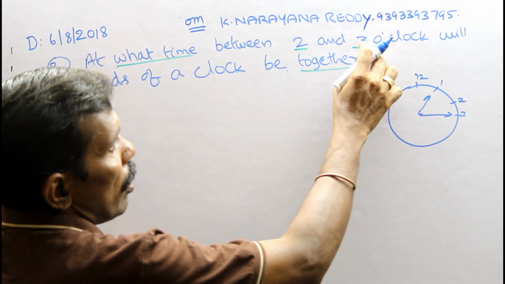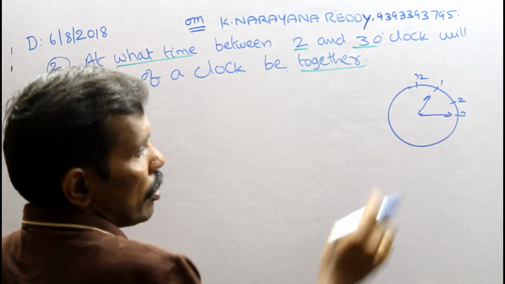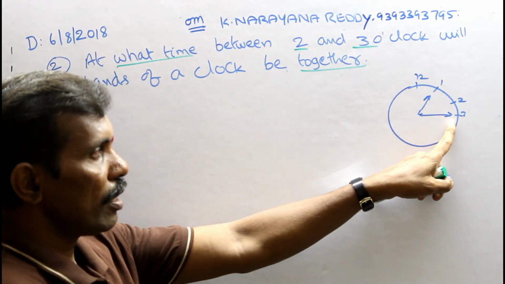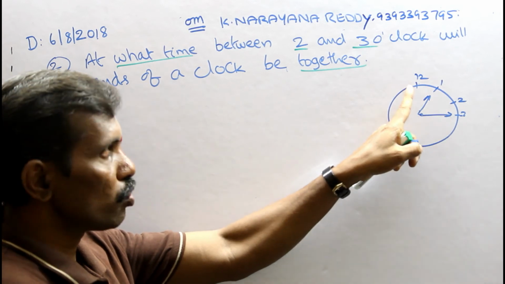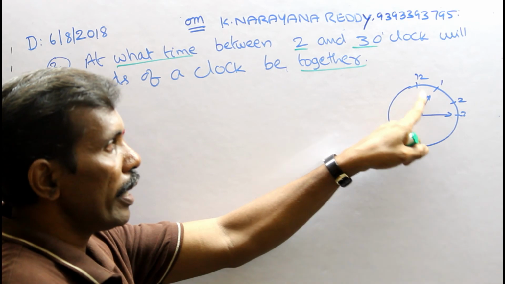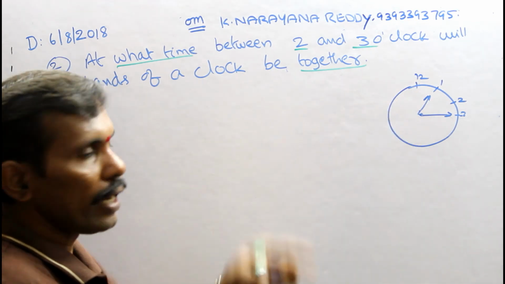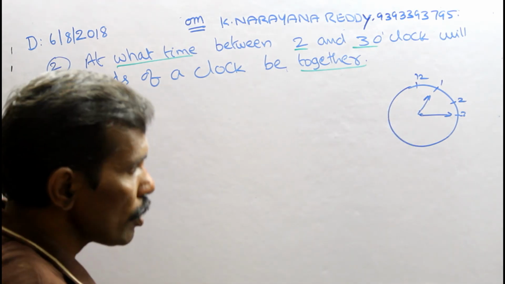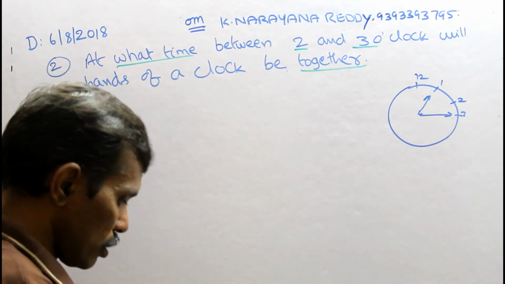So, 3 o'clock and 2 o'clock. At 3 o'clock, the hour hand will be at 3 and the minute hand will be at 12. At 2 o'clock, the hour hand will be at 2 and the minute hand will be at 12. Okay? So, how to find that one? Let us write that one.